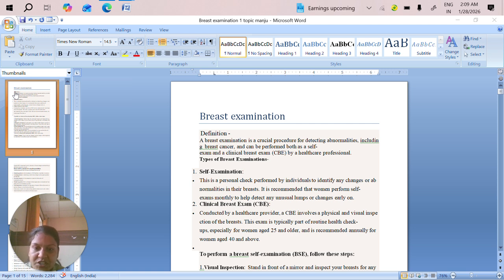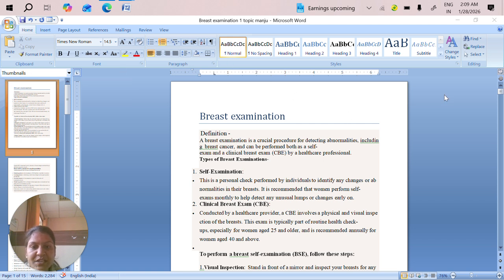Clinical breast examination is conducted by healthcare providers and involves a physical and visual inspection of the breast. This exam is typically part of a routine health checkup, used especially for women aged 24 and older. It is then recommended annually for women aged 40 and above.